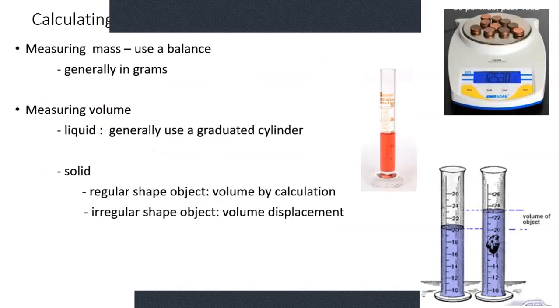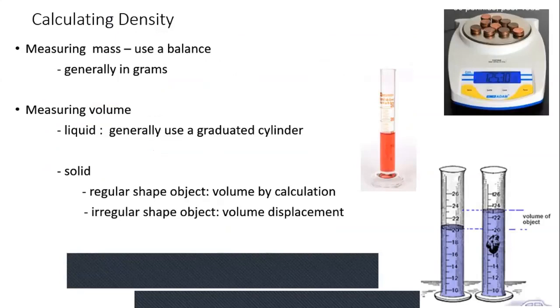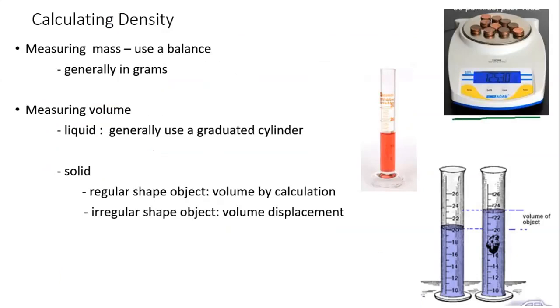So how do we calculate density? Well, for density, you need to measure the mass and the volume. And so for the mass, we typically use an electronic balance. And for anything electronic, every digit shown is significant. So for electronic devices, all digits shown are significant. So whatever is displayed on the screen for an electronic device, everything is significant.